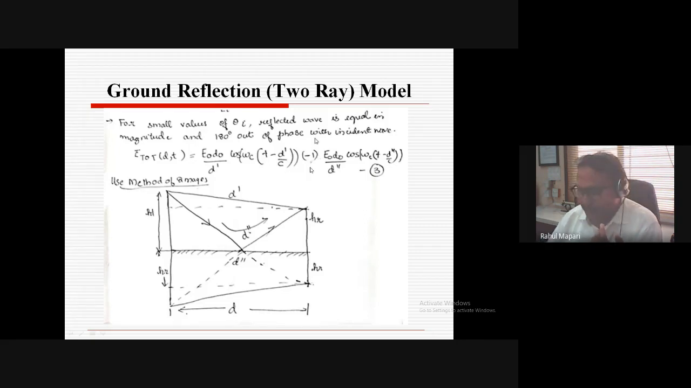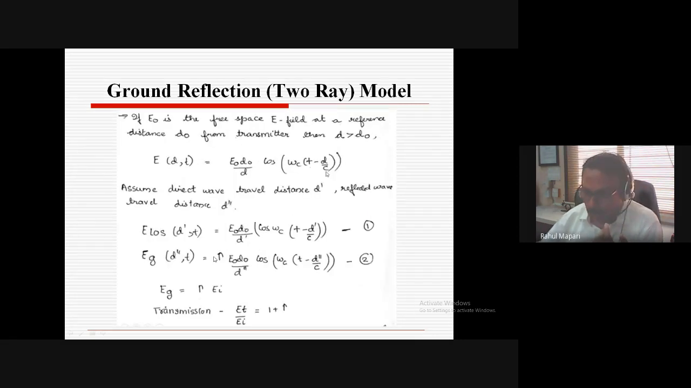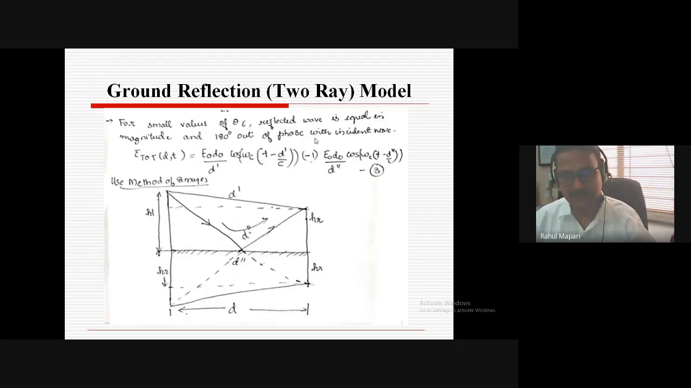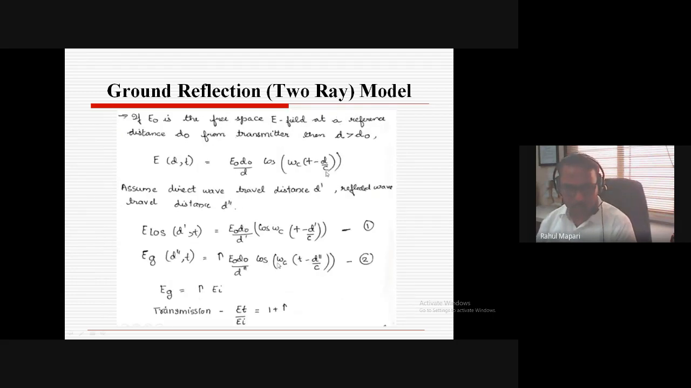Why is it minus this reflection factor tau? Why do we consider tau equal to minus 1? Can anyone tell? It's very, very important. The answer is because it is 180 degrees out of phase. Yes, the incident angle and the reflected angle are out of phase. That's why it is a negative sign. The reflection factor is negative. So E0 D0 upon D double dash cos of (omega C T minus D double dash upon C). It's very, very simple. We have just taken the addition of the equations, by considering tau equal to minus 1, because it is 180 degrees out of phase.